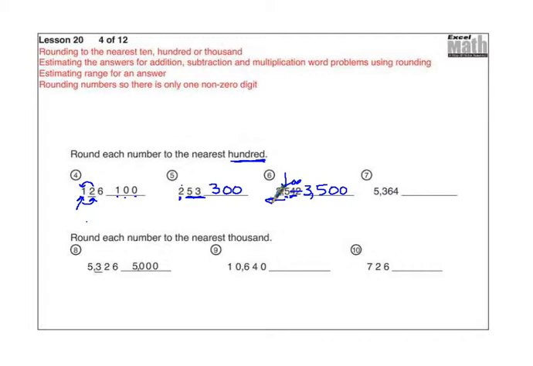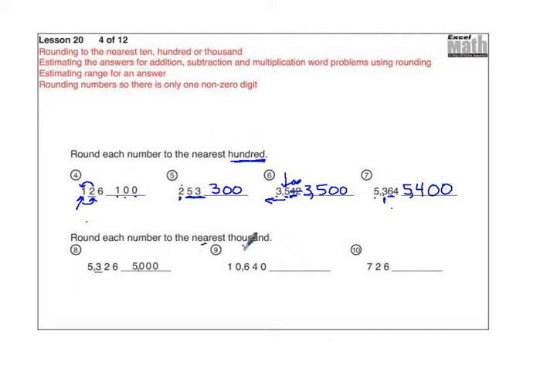Okay, go ahead and do number 7. Pause the video, turn it back on when you're ready for the solution. The 3 is in the hundreds place, so you look to the right to the 6. The 6 tells you to round the 3 up. So we round that 3 up to a 4. Everything to the left is going to stay the same. This digit stays the same. And everything to the right of the hundreds place becomes zeros. The 6 becomes a 0, and the 4 becomes a 0.